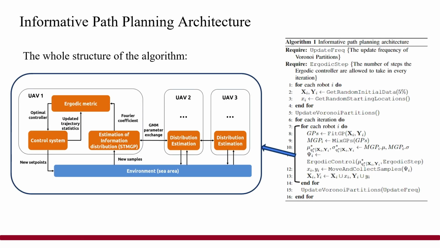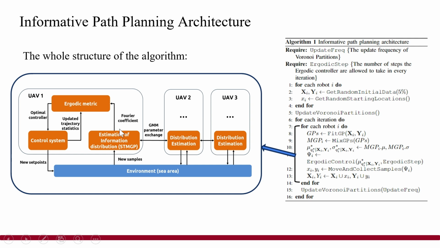Overall, the whole structure of the algorithm is as follows. At the start, each robot gets a bit of preliminary information, which typically comes from the satellite image. We randomly place our robots across the map and update their zones of responsibility, or vulnerable cells. Each robot trains its own mixture GP model using its local data, and the model predicts the mean and variance over its own vulnerable cell.